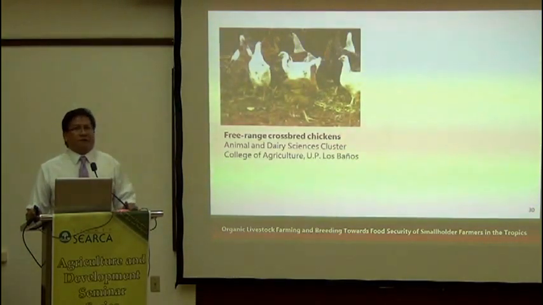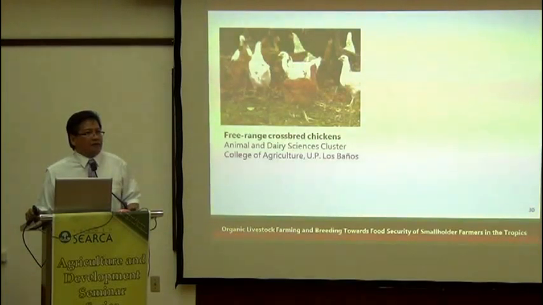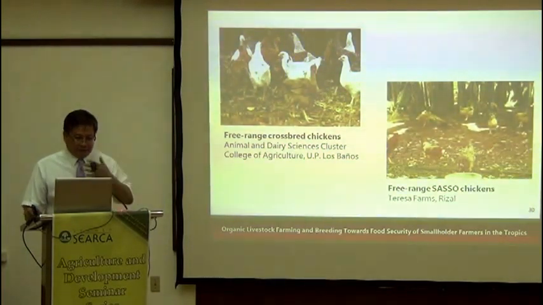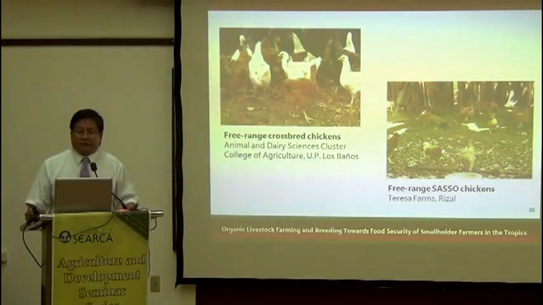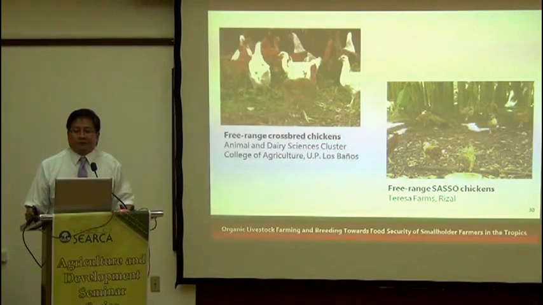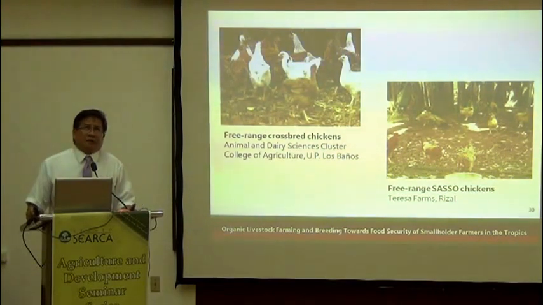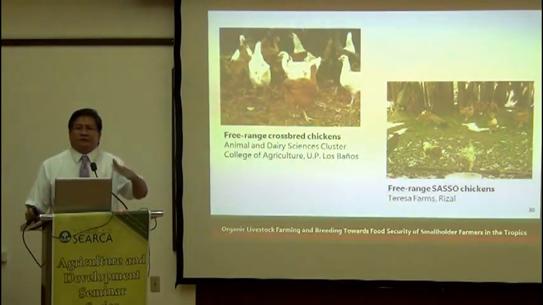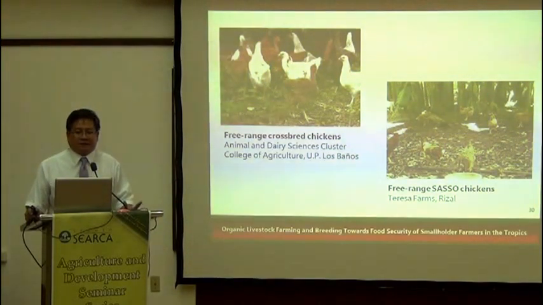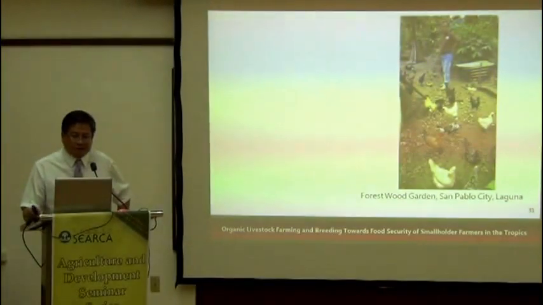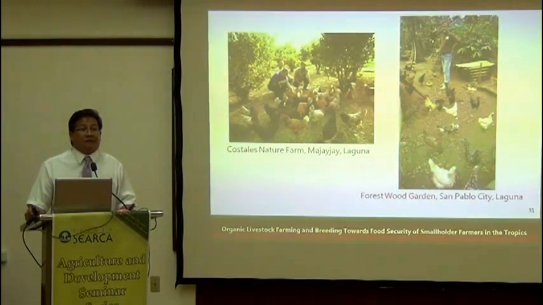For chickens, I remember in 2000, we had this high impact project from BAR. We had free-range crossbred chickens at the Animal Data Science Cluster. And then I was also able to check the promoter of Sasso chickens, the late Bud Essential, from Tresa Farms. They're the sole distributor of Sasso. Sasso, mind you, is a French acronym for the selected stocks from southwestern France, something like that. But it is S-A-S-S-O. And then here, again from San Pablo, we got mixed breeds of chickens. Organic. You might have visited Costales Farms in Mahayhay, and they've been doing that.